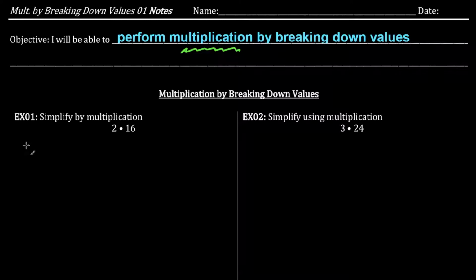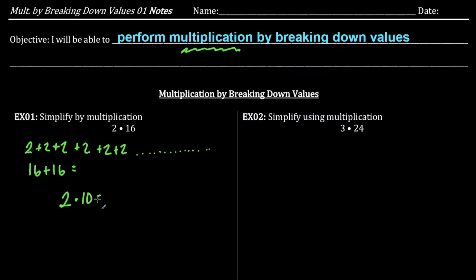You can think about this as 2 plus 2 plus 2 plus 2 plus 2 plus 2, like 16 times, right? Or you can think of 16 plus 16, which is easier. But let's say you don't want to do either of those. Let's break this 16 up. So it's really 2 10 times, which is 20.